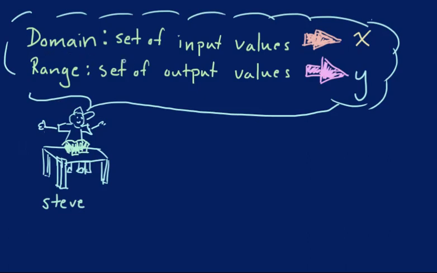A domain is a set of input values. So we'll call that X. And range is the set of output values. And we'll call that Y.